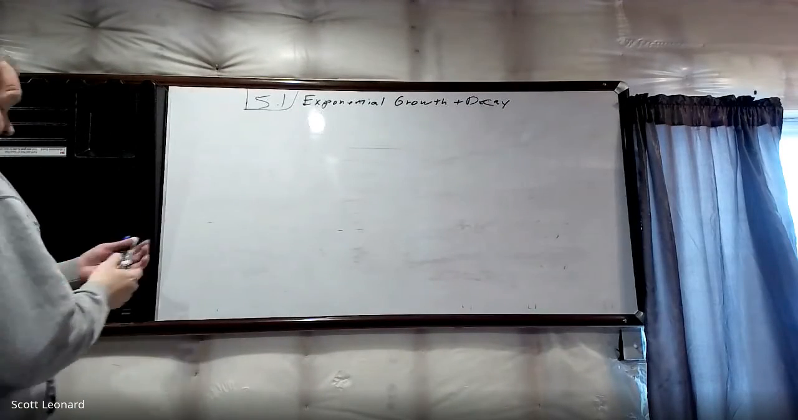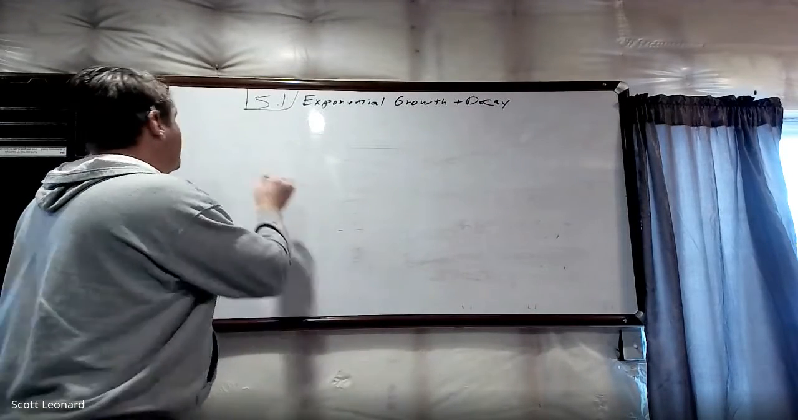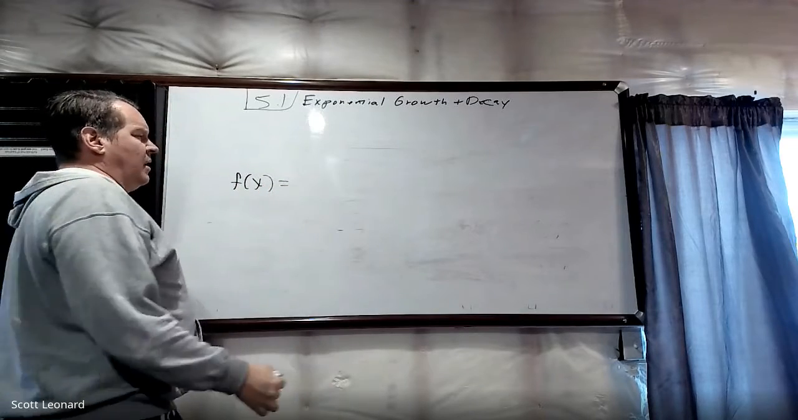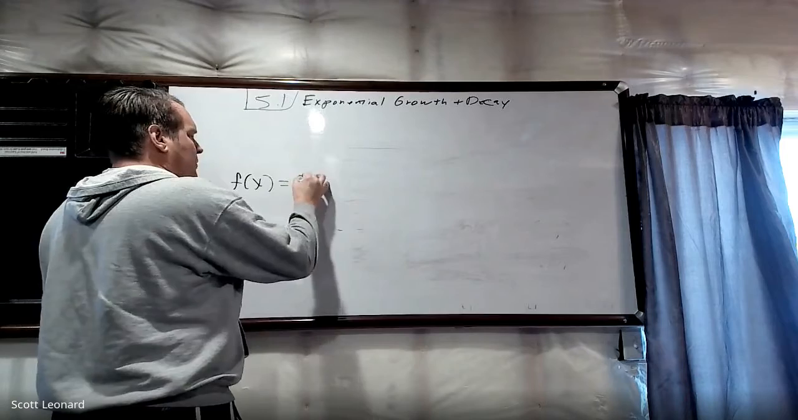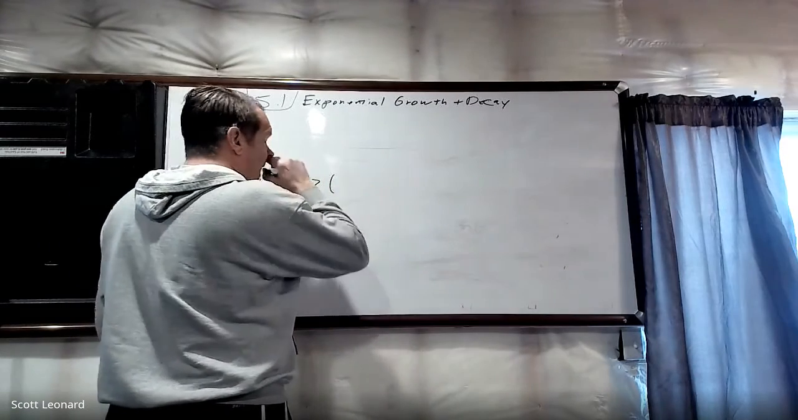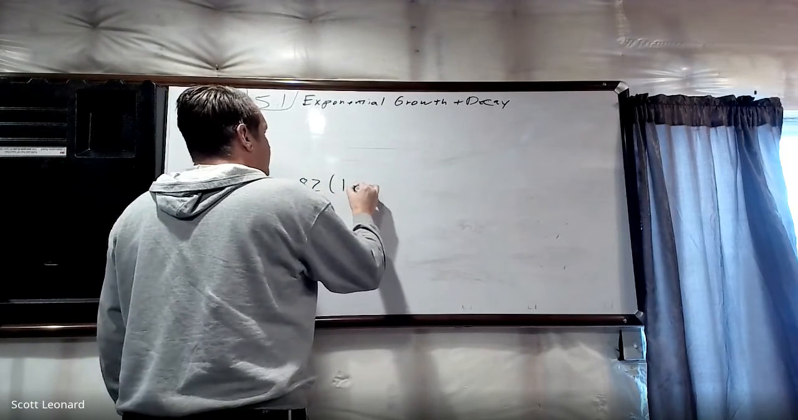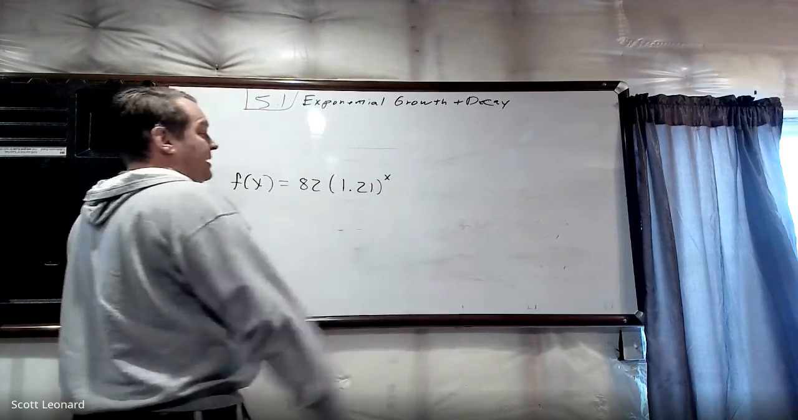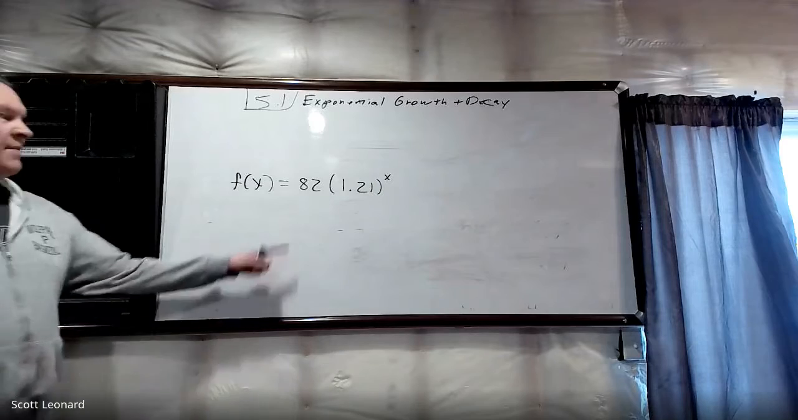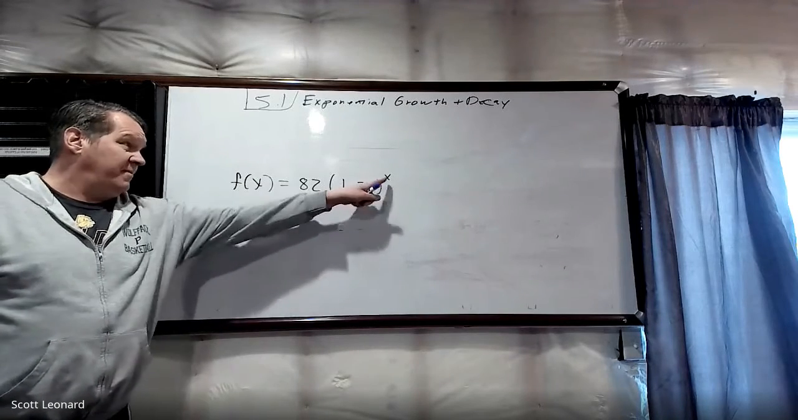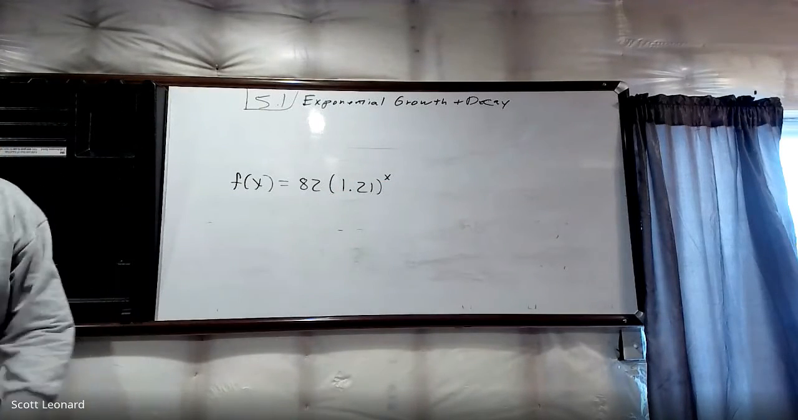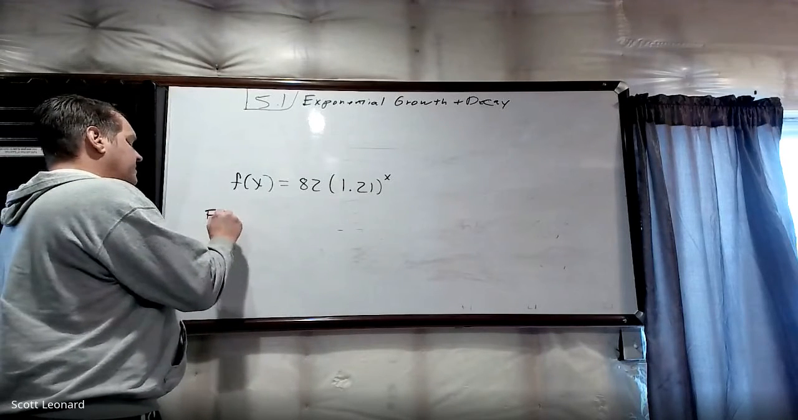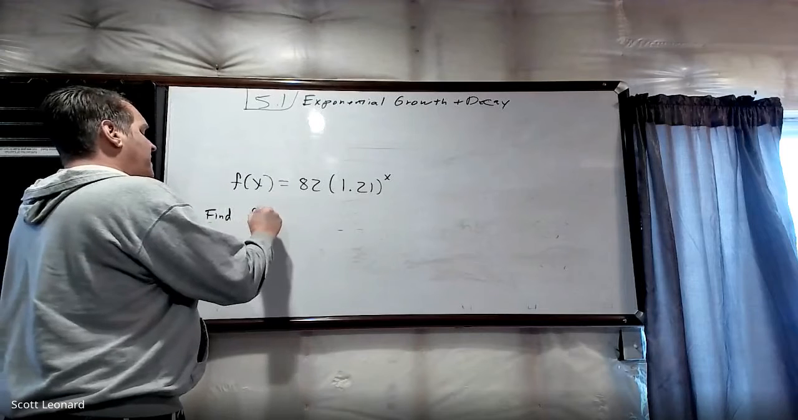All right. They're going to give you a function. f of x equals 82 times 1.21 to the x. So once again, we're going to have a number, variable, variable. And then they're going to say find f of 4.